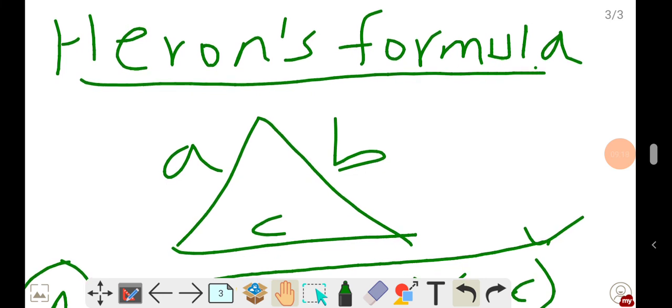So these are the three possibilities to find the area of a triangle. Thank you so much.